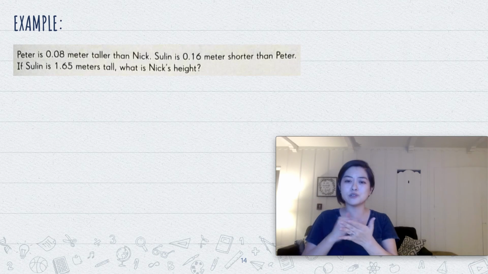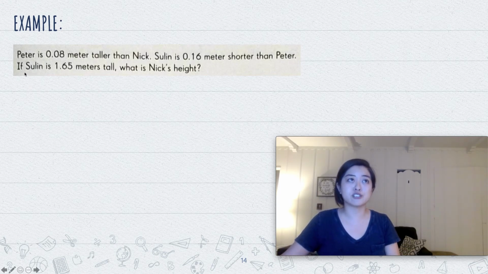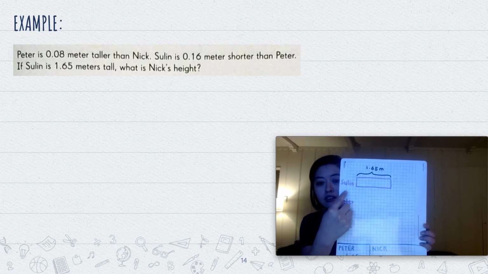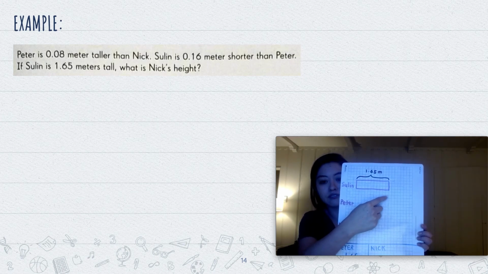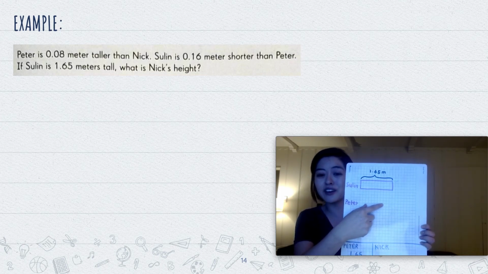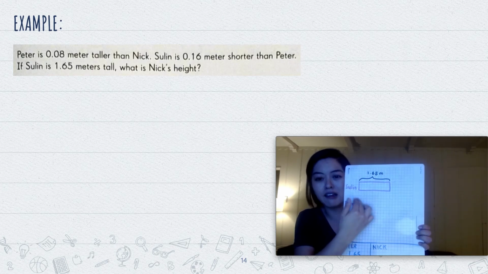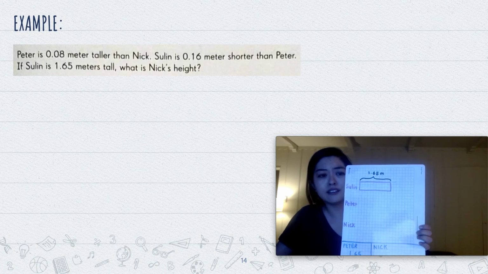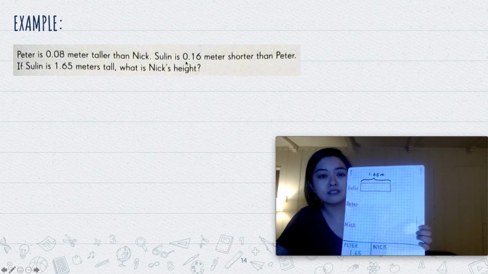Now, whose height do we know for sure? Okay, we know Sulin's height for sure because it says Sulin is 1.65 meters tall. Okay, so I know Sulin. So I'm going to draw Sulin as 1.65 meters. Again, you don't have to draw this exactly, okay? But you can just say, this bar model represents 1.65, okay? Now, the next piece of information, it says Sulin is 0.16 meters shorter than Peter.